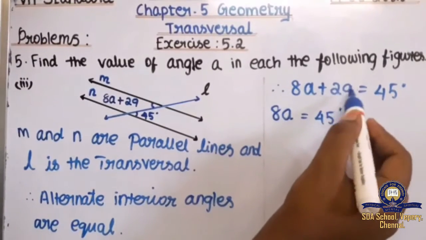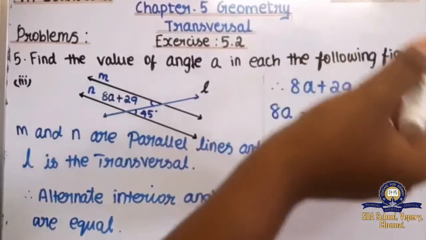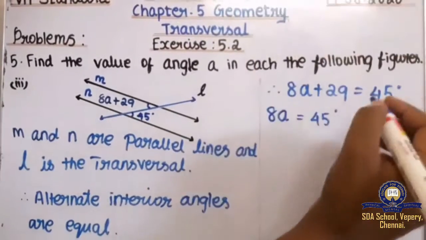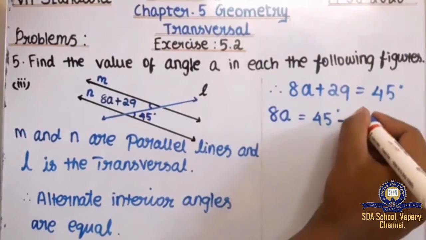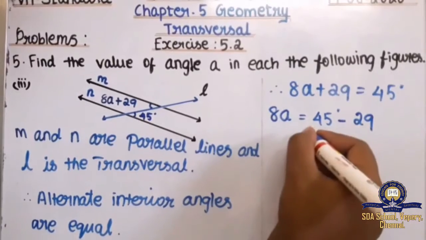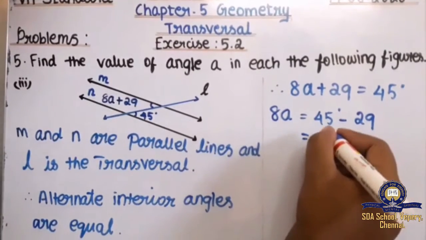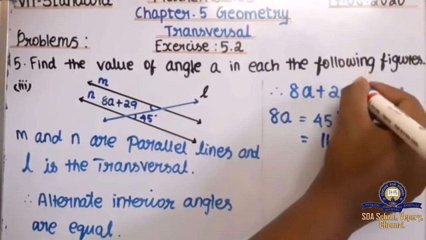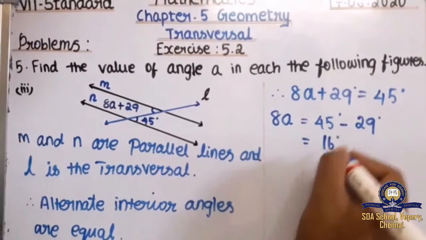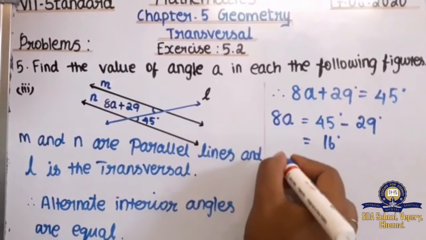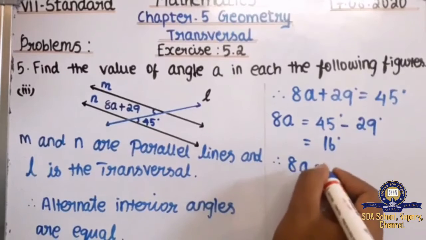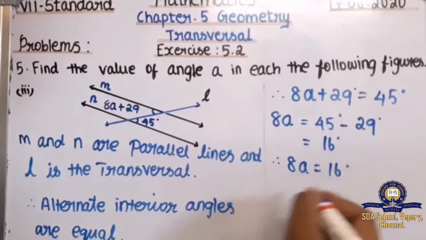Now, 29 is in addition. When it moves to the other side, it will become subtraction. Therefore 45 degrees minus 29, we get 16 degrees. Therefore 8A is equal to 16 degrees.